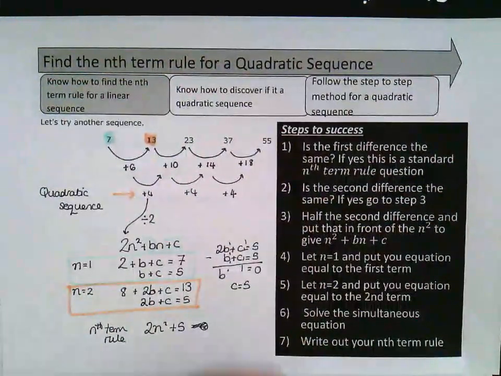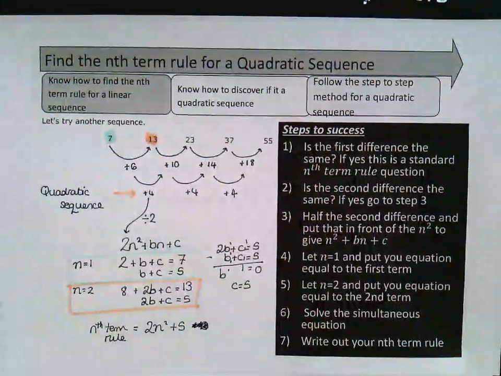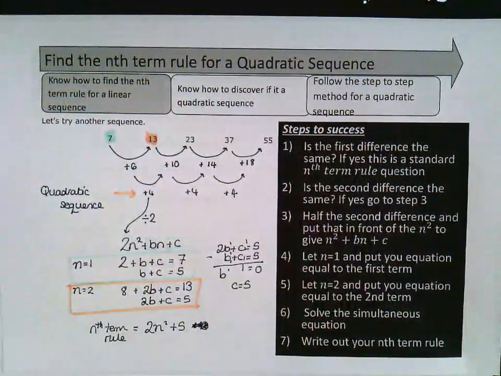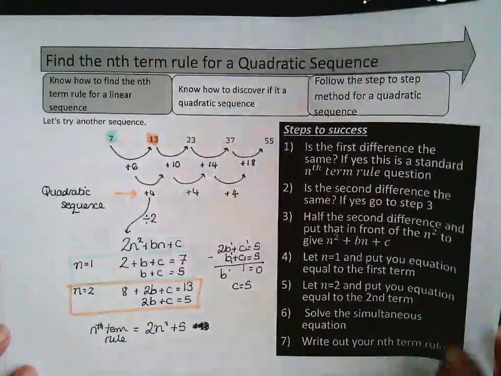Oops, got carried away there. Equals 0 at the end. So all those quadratic equations I solved, that does not need to be there. And there's our nth term rule, 2n squared plus 5. I do have a feeling that you would like to go through another one.